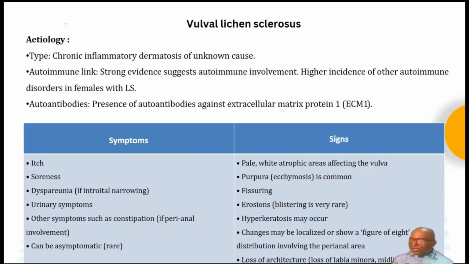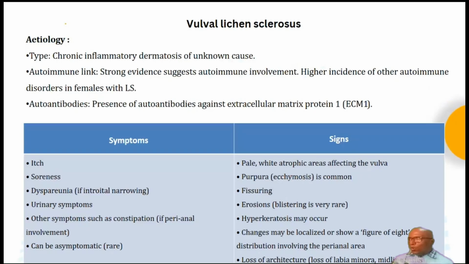What are the signs? You will have pale white atrophic areas affecting the vulva. Purpura is common, also fissuring, erosions, but blistering is rare. Hyperkeratosis can occur, and please remember this buzzword, figure of 8 distribution. So changes may be localized or show a figure of 8 distribution involving the perianal area. So if in the clinical features they have given the distribution in the manner of a figure of 8, your diagnosis will be vulval lichen sclerosus.